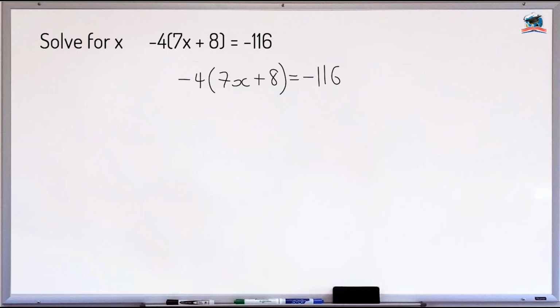Okay, we need to open the bracket. We will be using minus 4 to open the bracket. Minus 4 times 7x will give us minus 28x. Okay, and then we have a plus there, and we have minus 4 times 8. That gives us minus 32. So we have a minus 32.